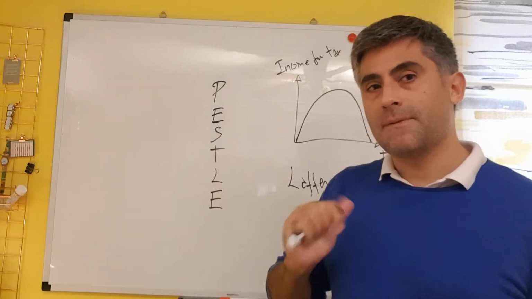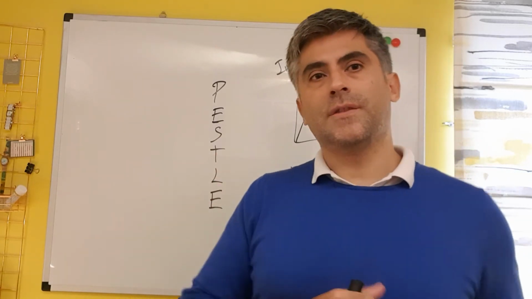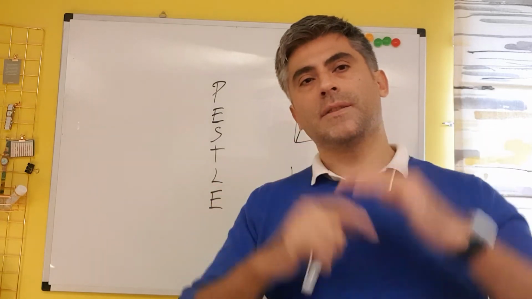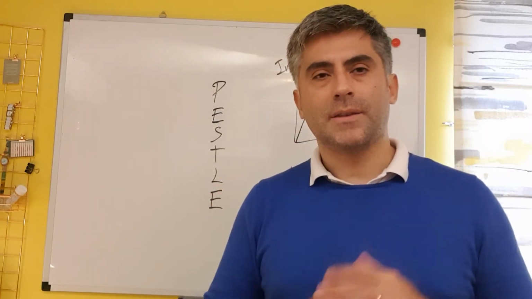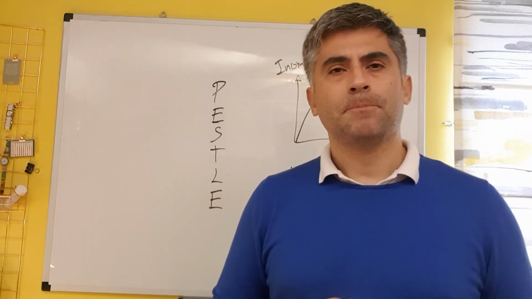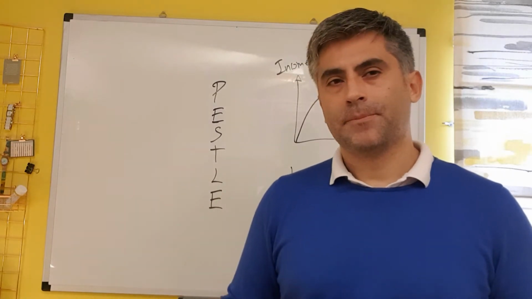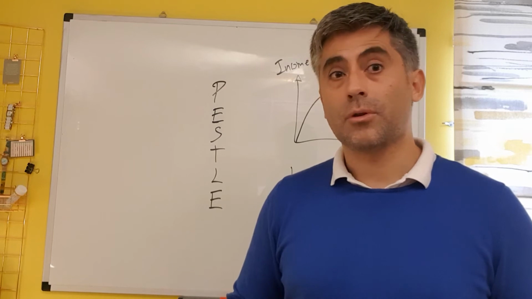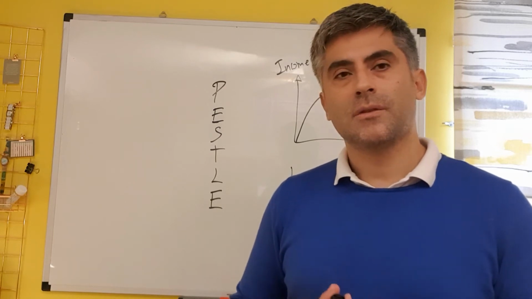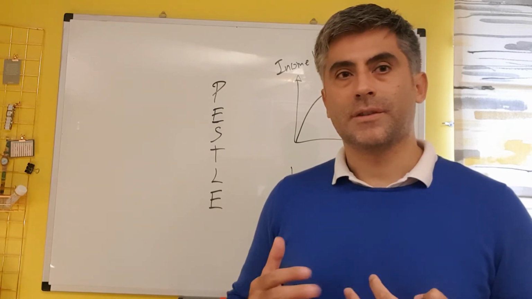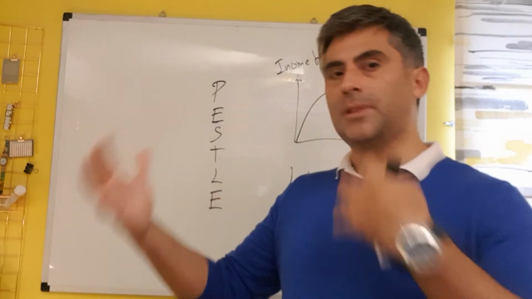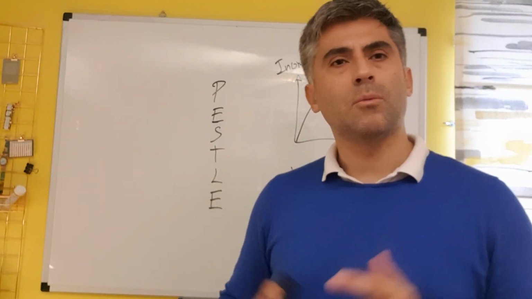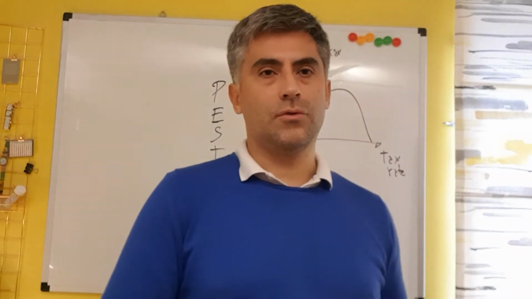So economical, we have inflation as well. Inflation is the increase in prices, the average increase in prices. So if there's a high level of inflation, it's difficult to plan ahead. For example, if you're buying products, raw materials, and the level of inflation is 100%, the prices keep doubling, then it's very difficult to plan what prices you're going to charge your consumer.